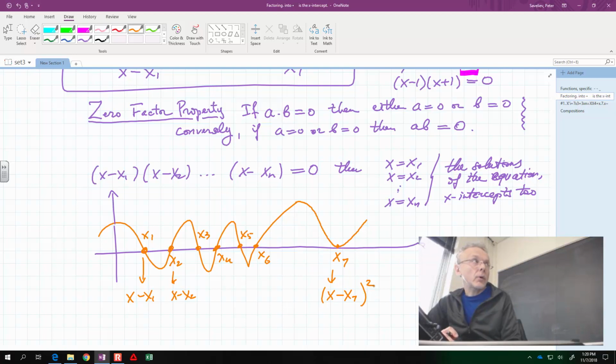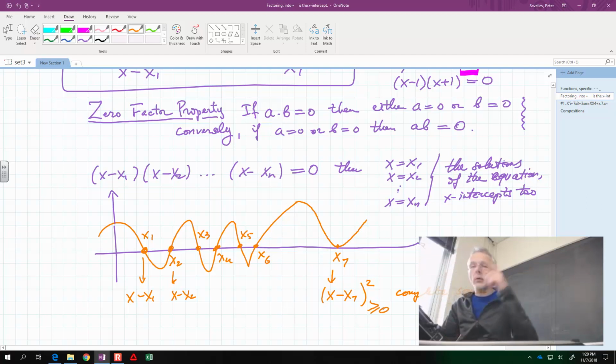Okay, so as you can see, if you look at the factor separately from everything else as a quadratic polynomial, then it is a complete square. And what about complete squares? They have to be larger than or equal to 0. So they only touch the x-axis.